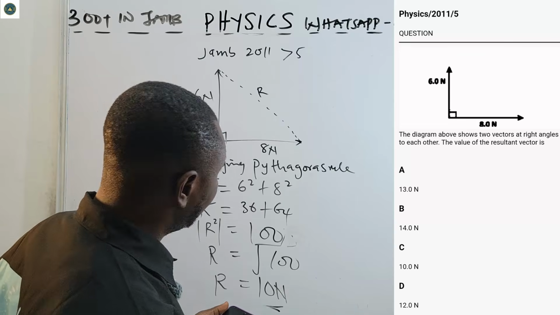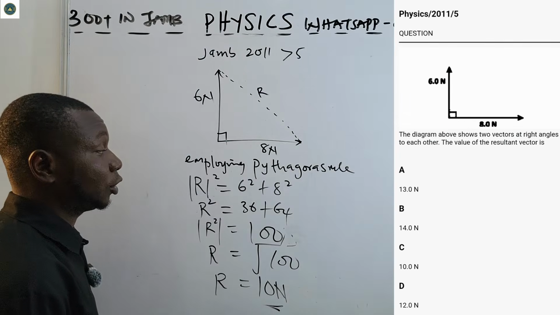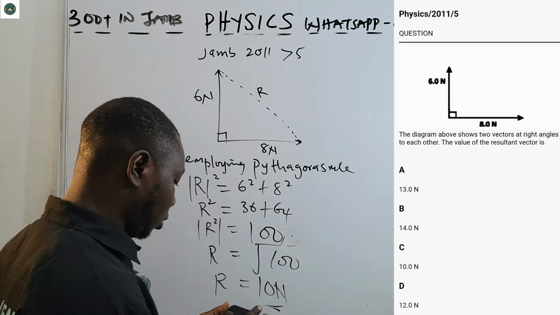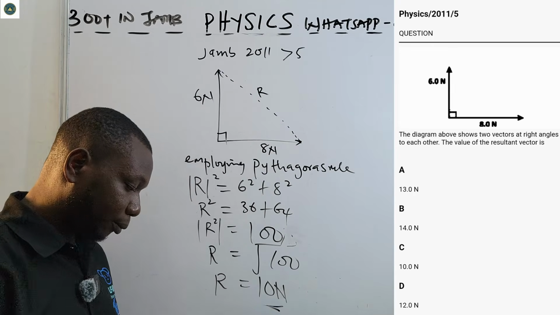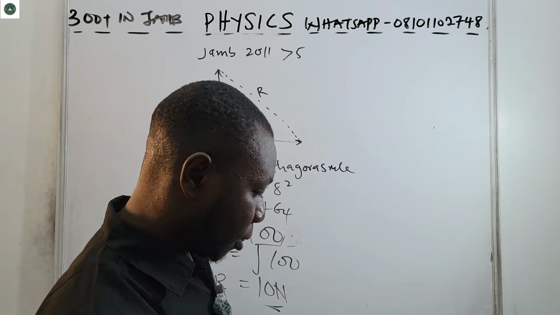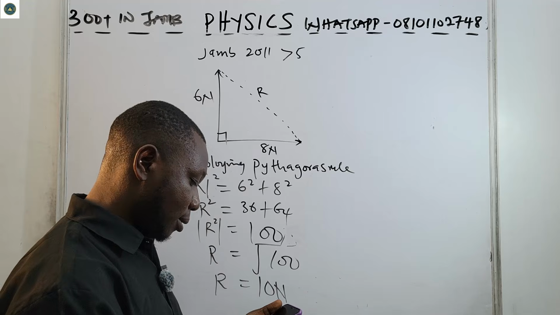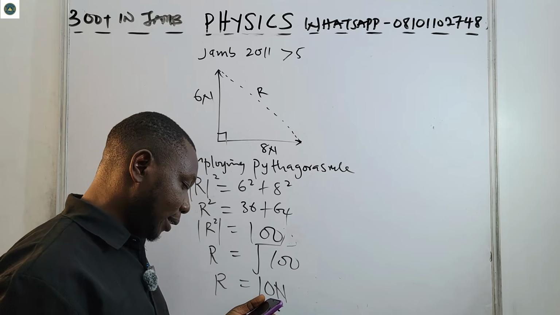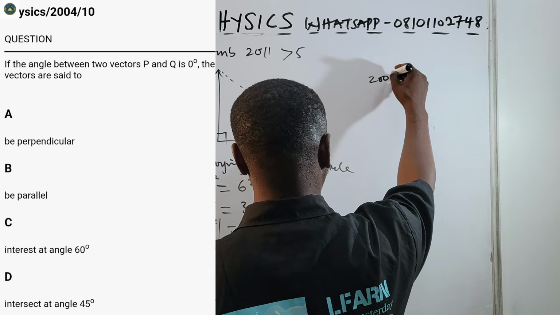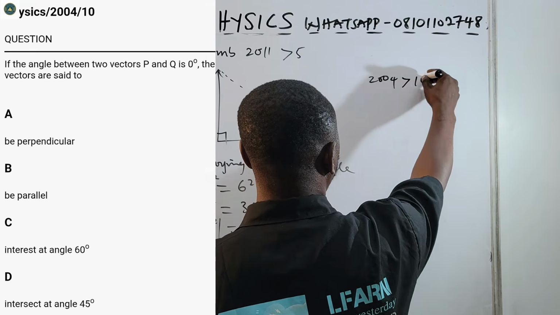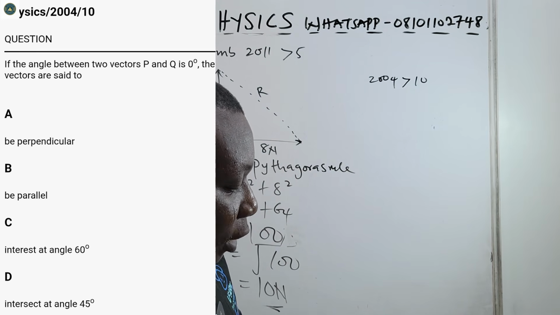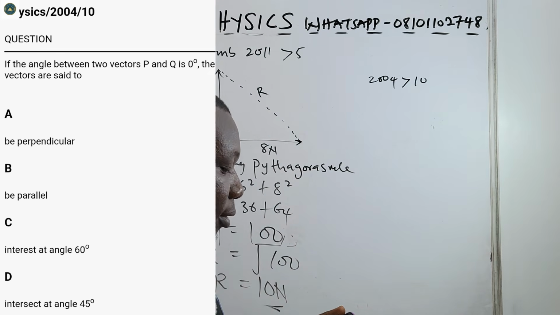Yes, we can as well get the direction, but the question did not demand for direction. But just know that vectors, they have magnitude and direction. Okay, then we have another one. JAMB 2004, question 10.